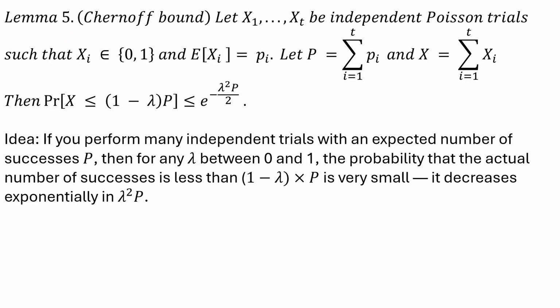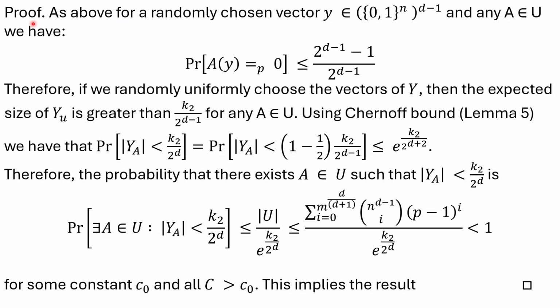Here we have a reminder for Lemma 5, because we're going to use it in the next slide. Proof. As above, for a randomly chosen vector y and any A that belongs to U, the probability that A(y) is equal to 0 equals 2 to the power of d minus 1 divided by 2 to the power of d minus 1. Therefore, if we randomly and uniformly choose the vectors y, then the expected size of YA is greater than k2 divided by 2 to the power of d minus 1 for any A that belongs to U, because this is the probability that it is not 0, and we have it for k2 vectors.